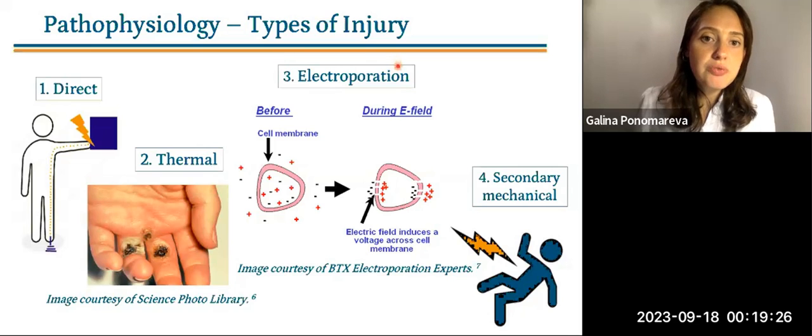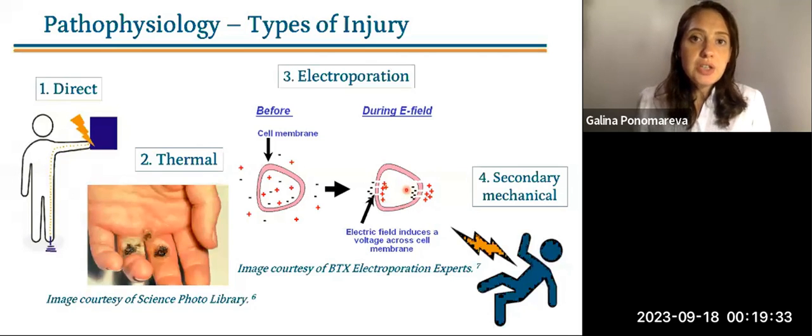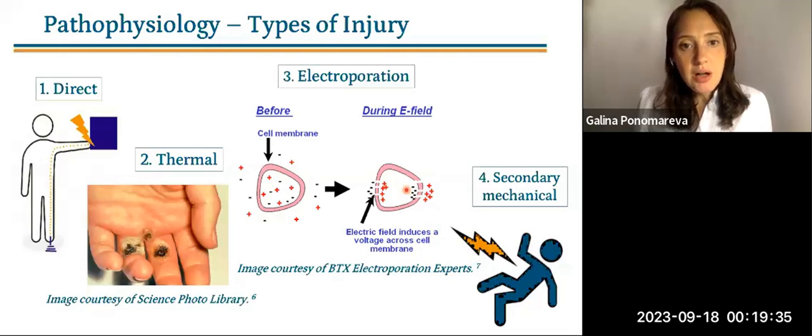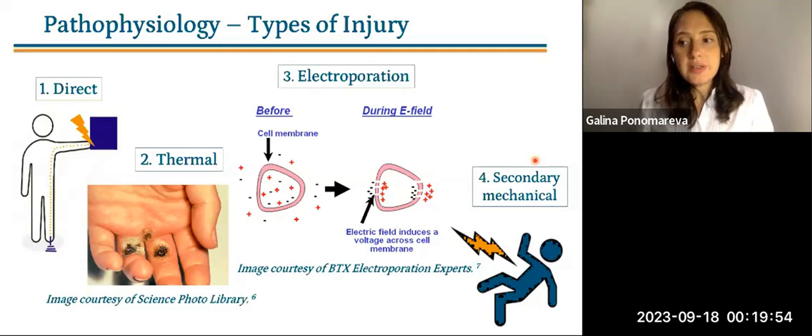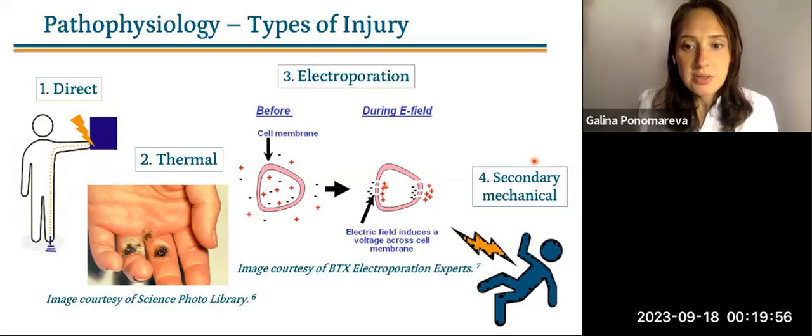Electroporation refers to the formation of pores within a cell membrane as a result of the application of an electric field to the extracellular matrix, and this will cause cell lysis and apoptosis. And the secondary mechanical type of injury refers to the mechanical injury that occurs as a result of the individual being thrown by the force of the electricity. And these injuries include things like fractures and bruises.